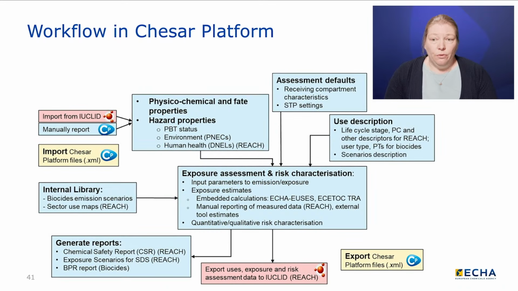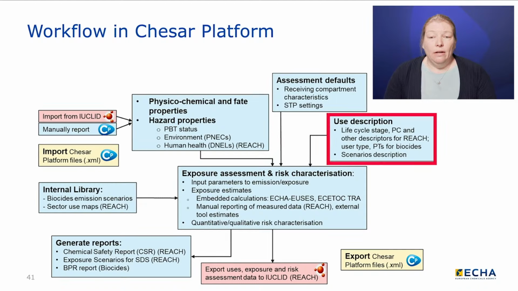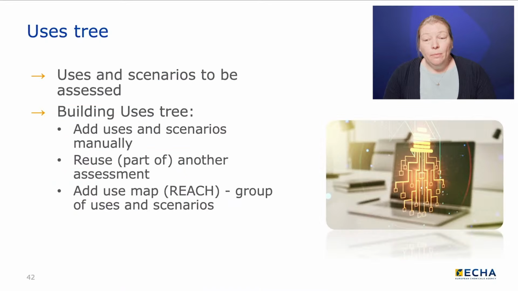Okay, so we went through the assessment defaults. Now I will move to the next box, which is the use description. To be able to do your assessment, you will need to build a so-called uses tree, which is basically a list of uses and scenarios which need to be assessed. Under REACH, we're also used to calling this a lifecycle tree. You can build your uses tree in different ways.